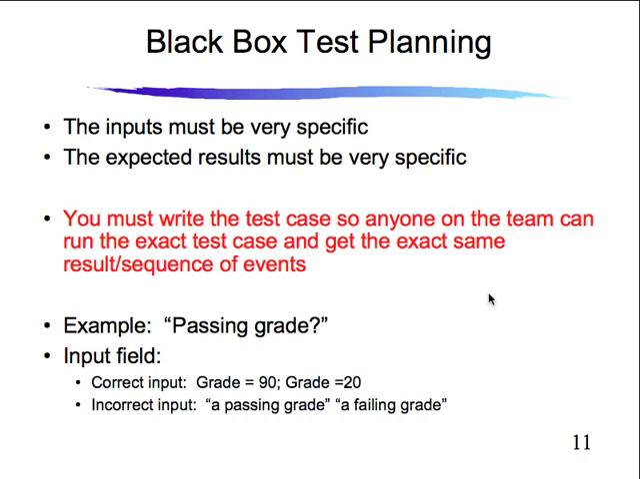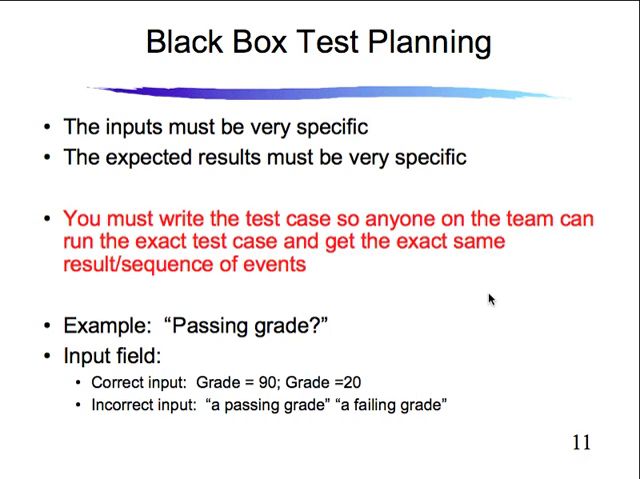As an example, passing grade. Input field, the correct input might be a grade is equal to 90 or a grade is equal to 20. Okay. Incorrect input might be passing grade or failing grade. Because what's a failing grade? What's a passing grade?